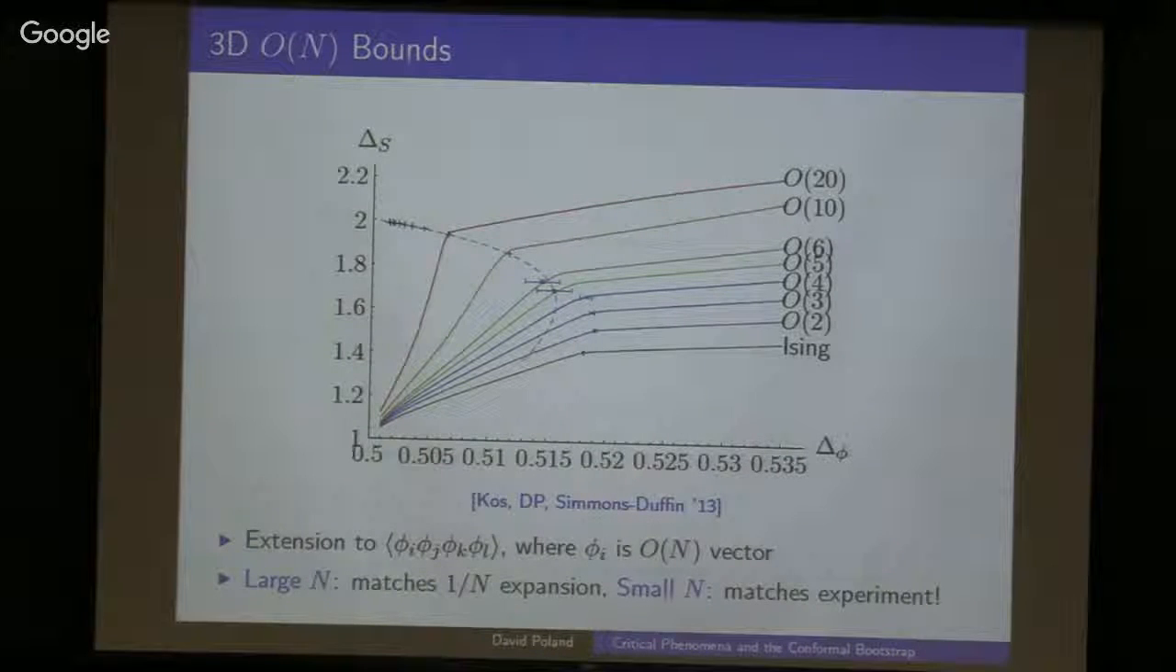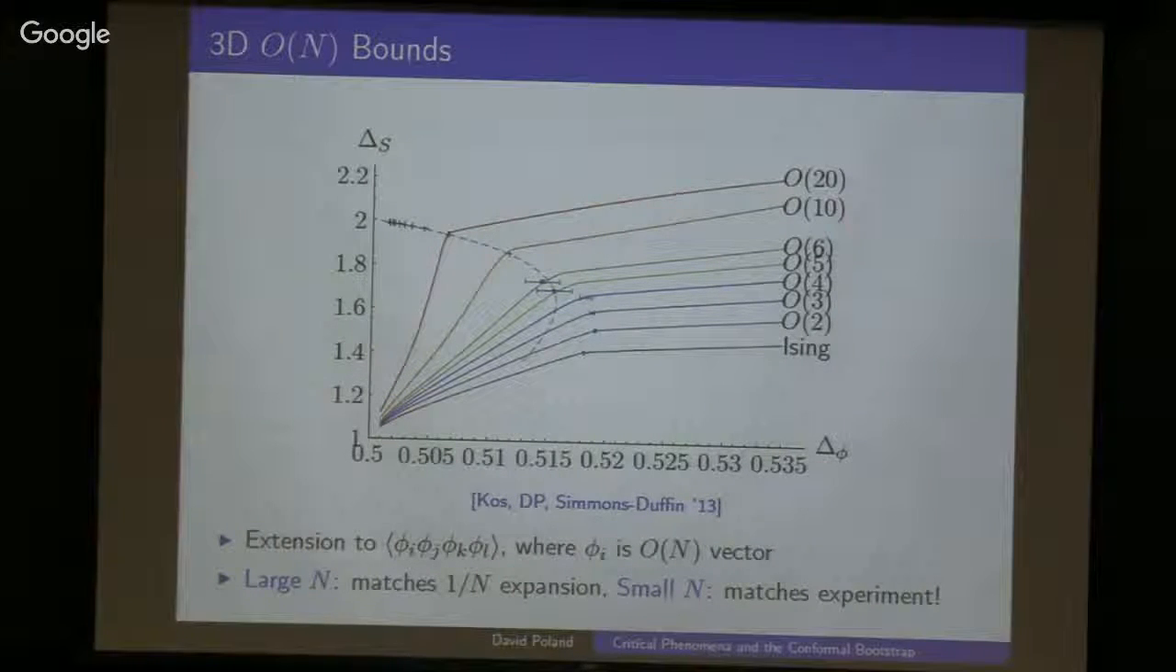So that's what this plot is showing, and it's showing it for different values of n. Here was the Ising bound that I had before. The next one is the bound for the O2 model, O3 model, O4 model, all the way up to the O20 model. At large n, I mentioned that we can do analytic calculations in a 1/n expansion. That's what's shown in these black pluses. And in fact, you can see that the black plus corresponding to the O20 model sits right in the kink that we see in the numerical bound. And for the O10 model, it's also very close.